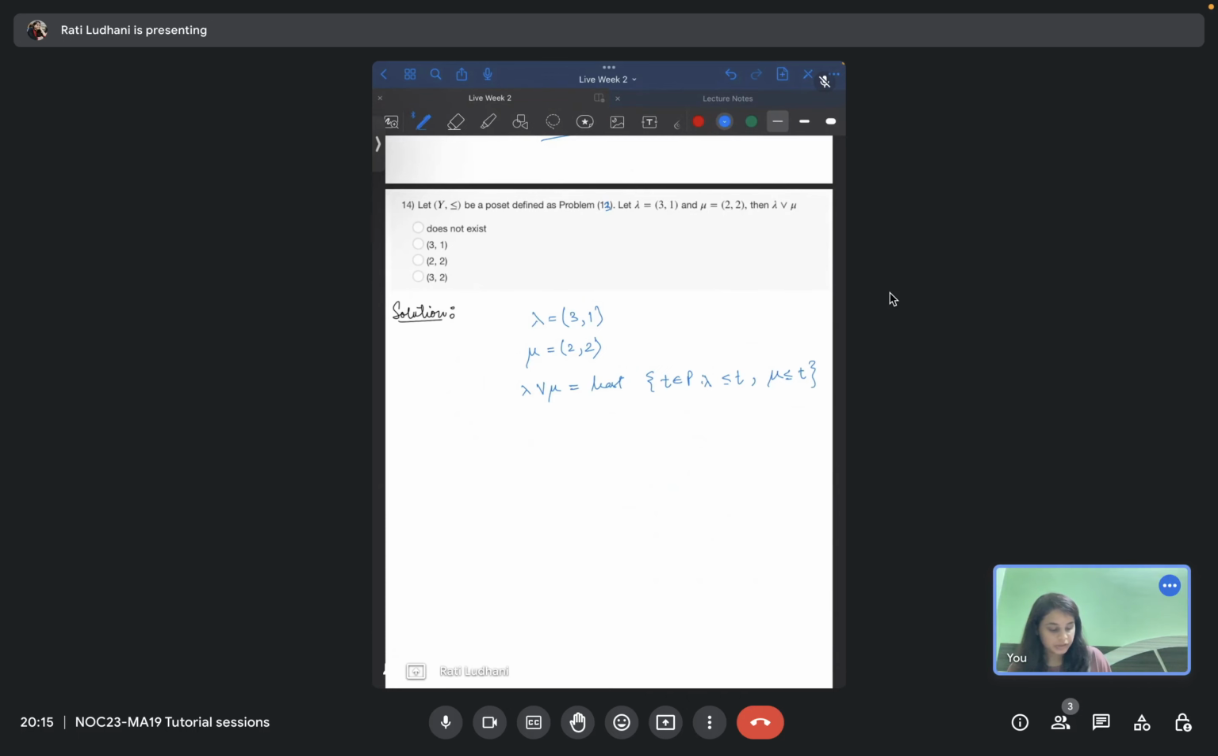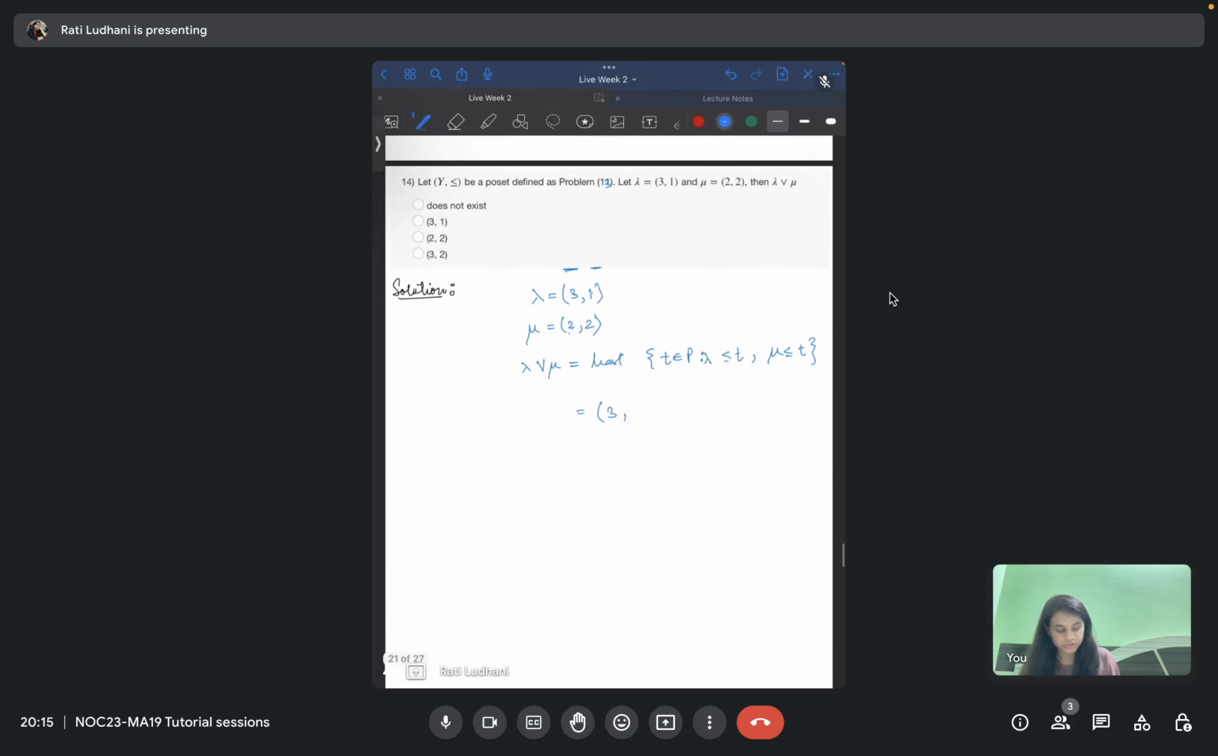Now you are talking about the bigger one, so you consider the bigger element here. Take 3 and 2: the bigger one is 3. And the other one is 2, so the bigger is 2. So this should be the join, because this element is bigger than both of these elements, and nothing can come in between, because 3 is already the biggest. You just take the maximum value, basically. So 3 comma 2 is your greatest, the join of lambda and mu.